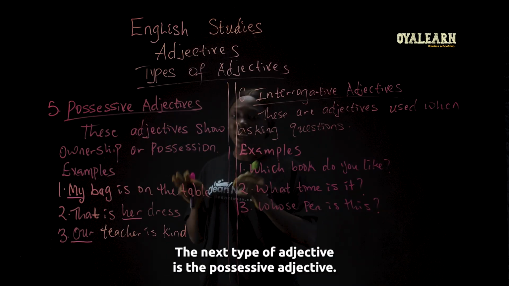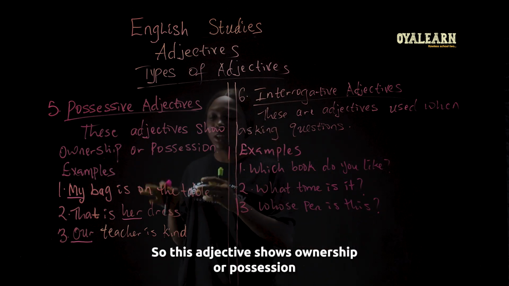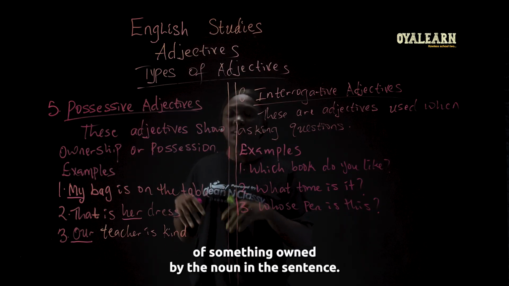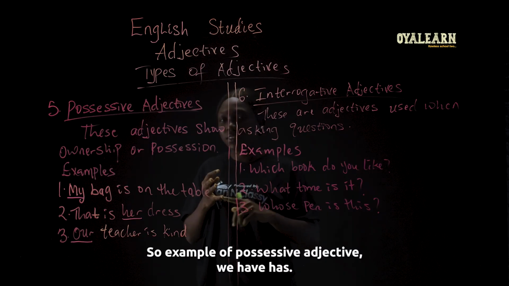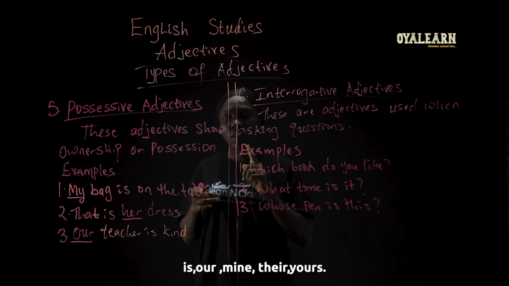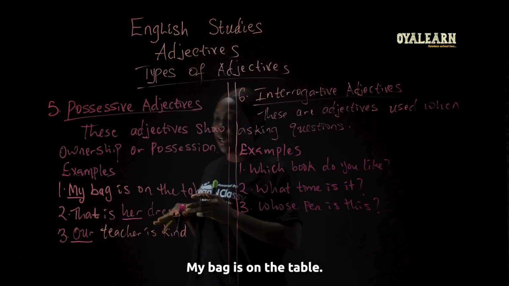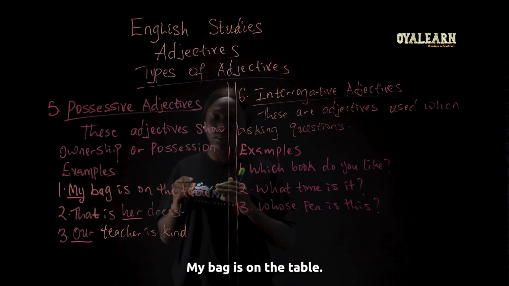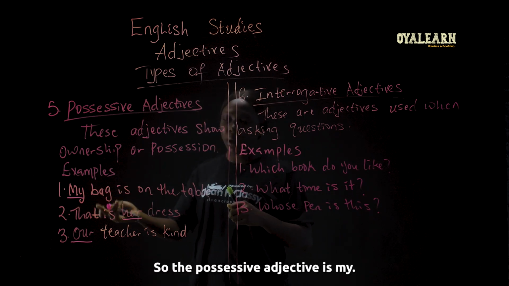The next type of adjective is the possessive adjective. This adjective shows ownership or possession of something owned by the noun in the sentence. Examples of possessive adjectives are her, his, our, my, their, your. All right, now let's look at this sentence. My bag is on the table. So the possessive adjective is my.